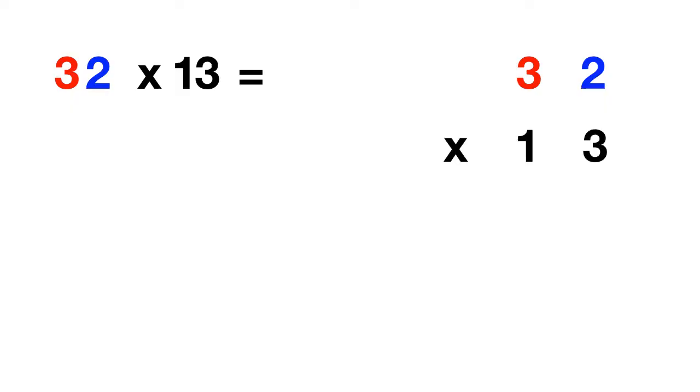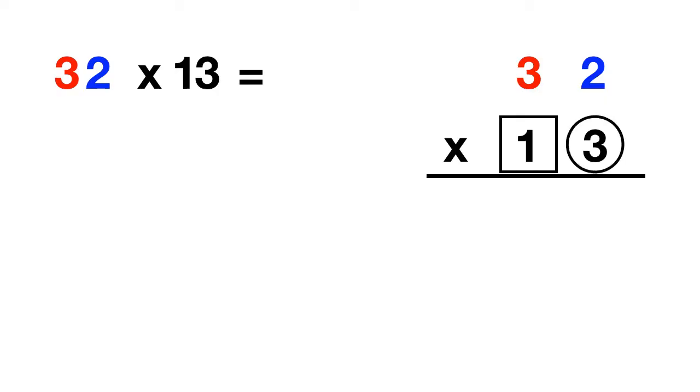Today we are learning how to use the standard method to multiply by a two-digit number. Let's start by figuring out what 32 times 13 equals. Well, we can write out 32 times 13. Now, I find it helpful to separate 13 by using different shapes. You don't need to write this, but it will help us stay organized.